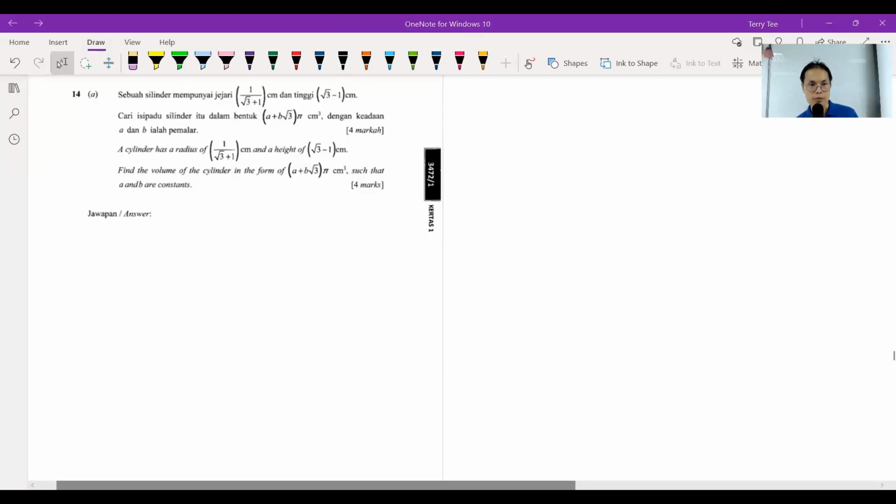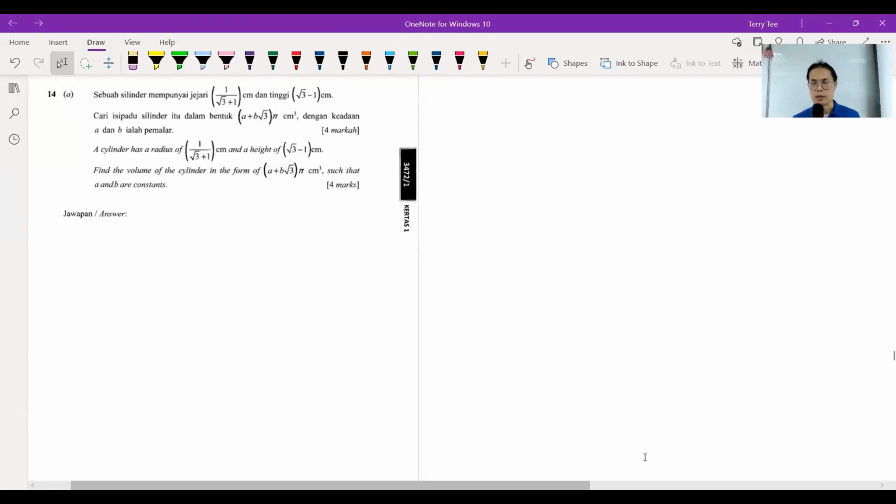Okay, next one, question 14. This is from the chapter in Indeks, Search, dan Logaritma. All right, so we have a cylinder with radius. Sebuah silinder mempunyai jejari 1 over sec 3 plus 1 dan tinggi sec 3 minus 1. Cari isi padu silinder dalam bentuk A plus B sec 3 pi.